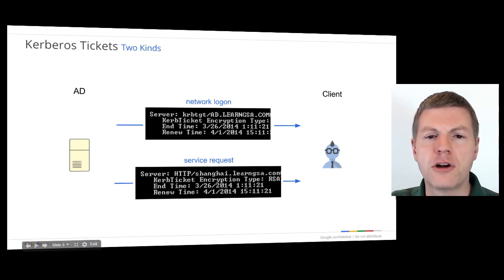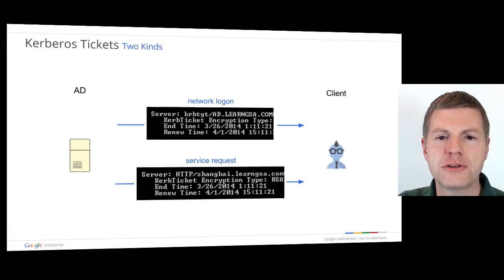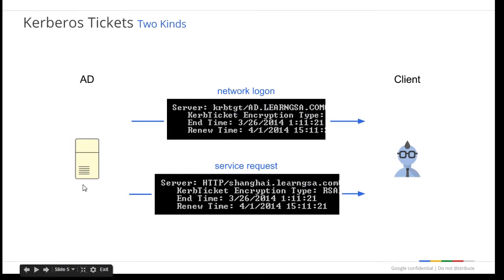Another way we can look at Kerberos information is from a command prompt. The klist command with the tickets switch shows the user's tickets. Here we can see two tickets.